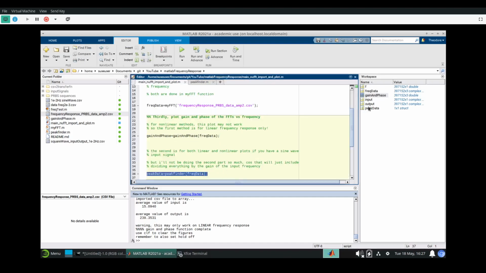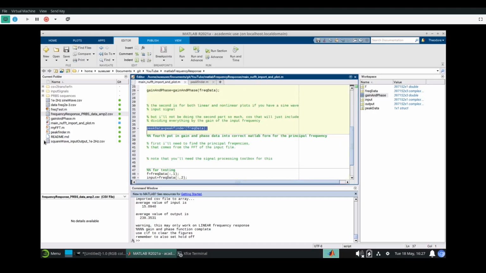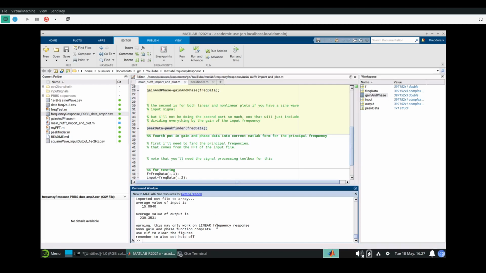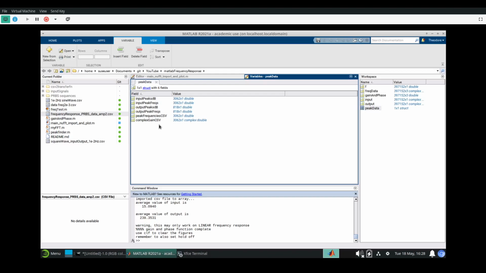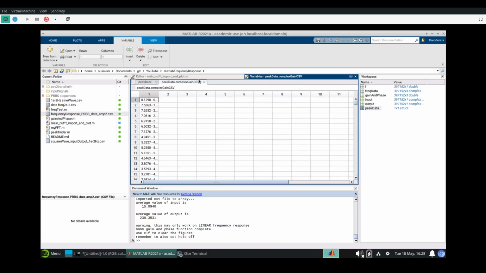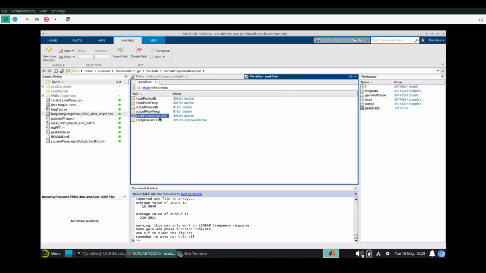And then next here is the peak finder code, and this is important because again it helps you to identify the peaks in the inputs and the outputs, so that you can have a batch of frequency response data containing, at various frequencies, the complex gain, so to speak. For example, like this, complex gain CSV and peak frequency CSV. What am I talking about here?